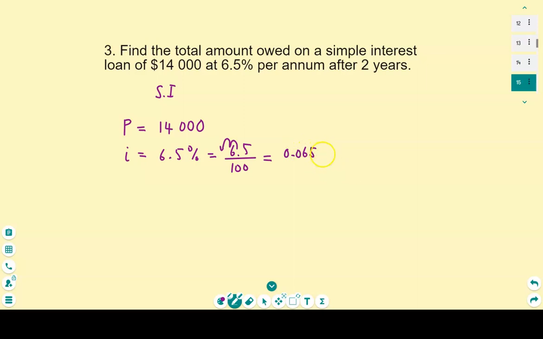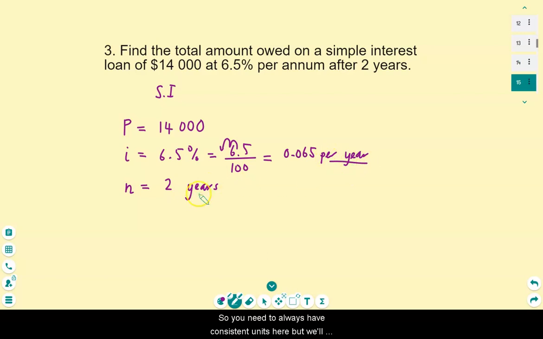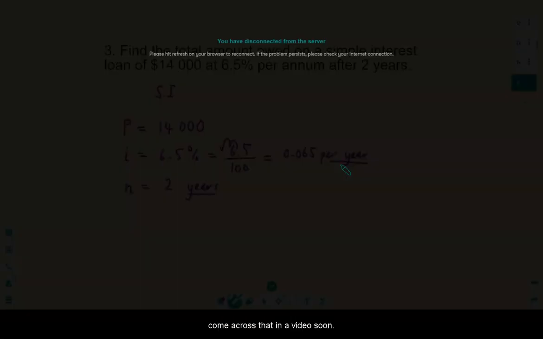0.065 per year. And put your units in there. So per year, after 2 years, N is 2 years. So you need to always have consistent units here, but we'll come across that in a video soon.